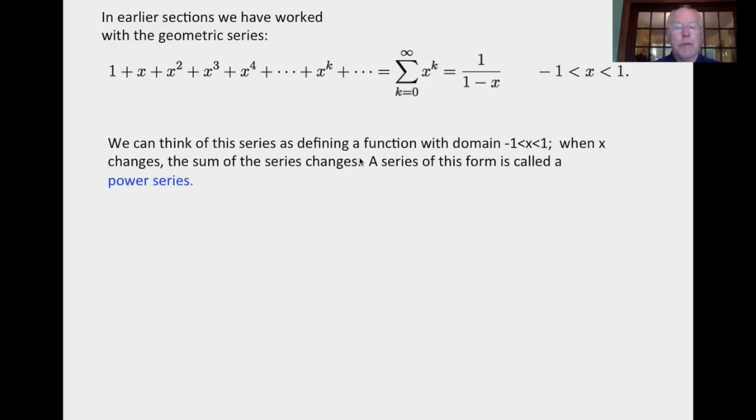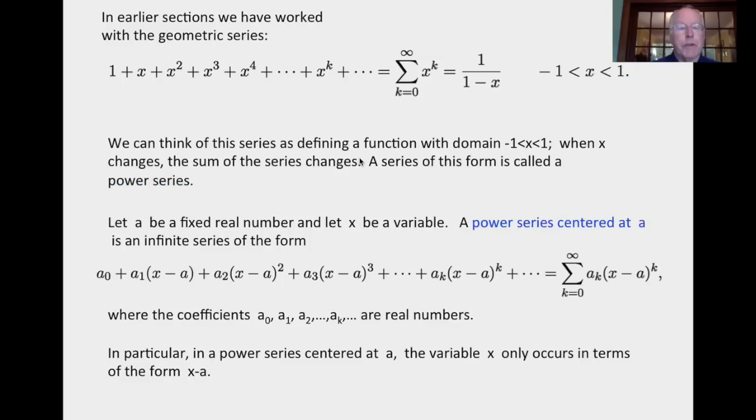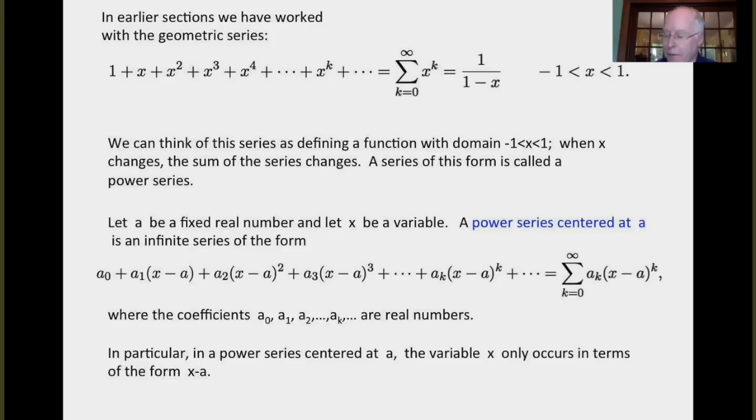A series of this form is also called a power series. So let a be a fixed real number and let x be a variable. A power series centered at a is an infinite series of the form a0 plus a1 times (x minus a) plus a2 times (x minus a) squared, etc. So we see it displayed right here. And of course, we can write that in summation notation as the sum k runs from 0 to infinity of ak times (x minus a) to the kth.